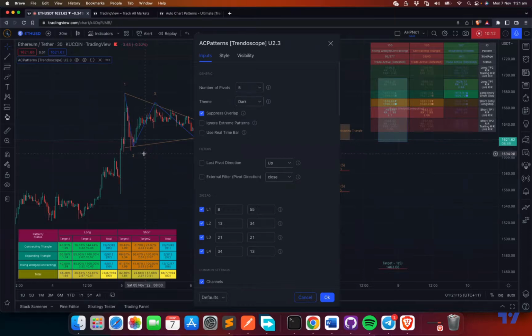Theme decides what color combination is used for these lines and labels and all. So if you're using a light background, use the light theme. Otherwise, if you're using a dark background, just keep it as is.